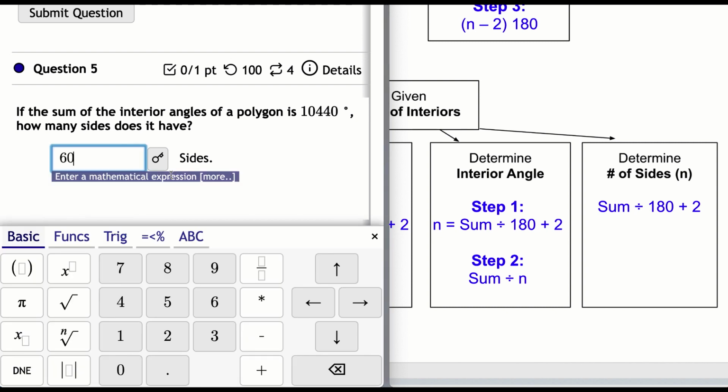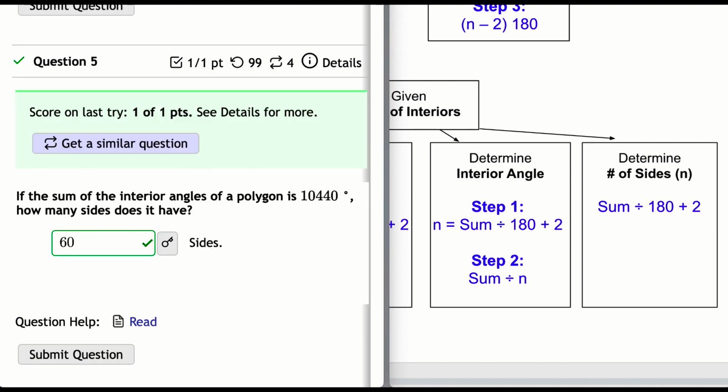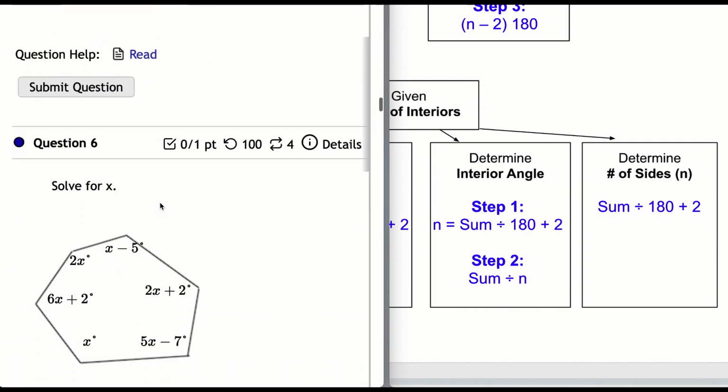You're not going to say a special name for that. You're just going to say it has 60 sides, and if you're going to give it a name, you'd call it a 60-gon for a 60-sided polygon. Submit something like that and hopefully get yours to turn green as well.